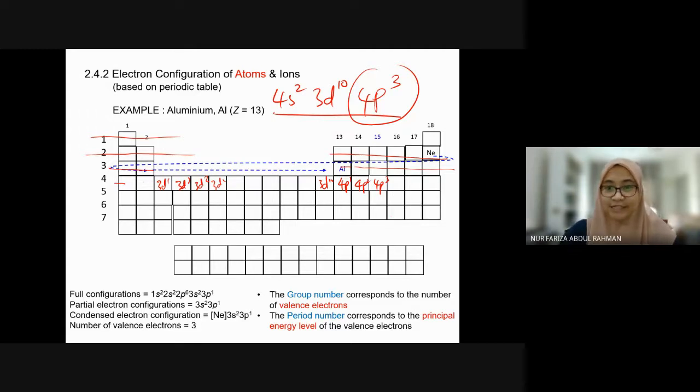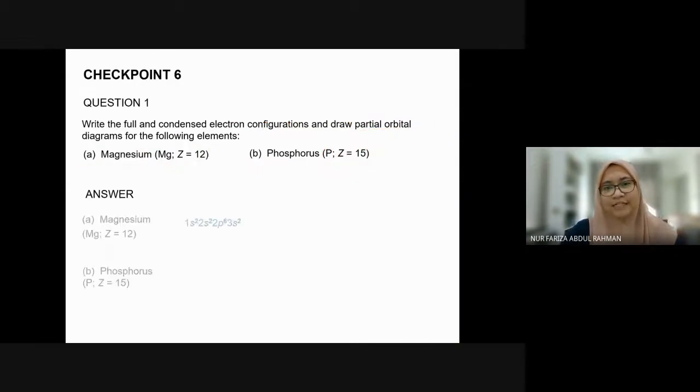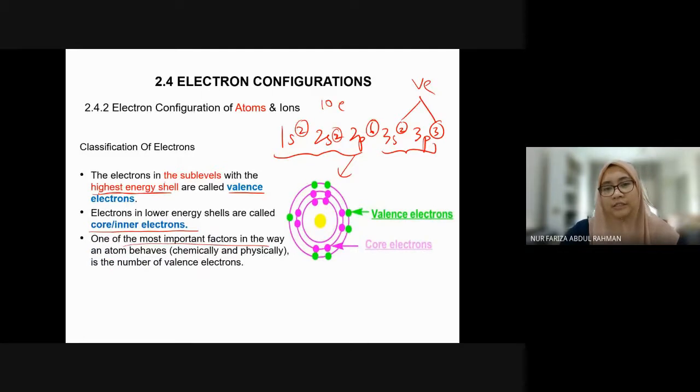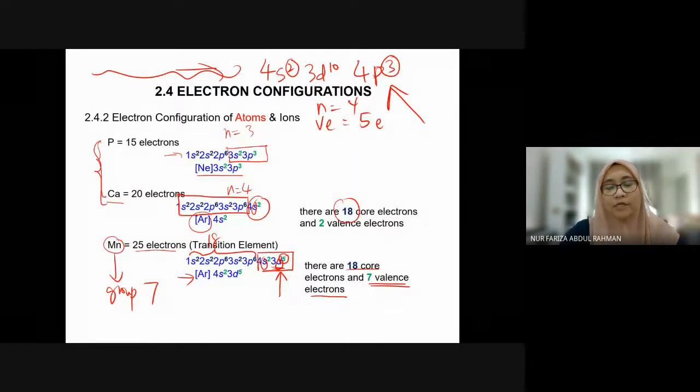But dia still duduk dekat p block, and the valence electrons in total will be 5, group 15. So jangan nampak bila ada d je, oh ni transition element ni. Not necessarily. You have to observe whether the d orbitals are fully filled or partially filled. For transition elements, dia partially filled saja.